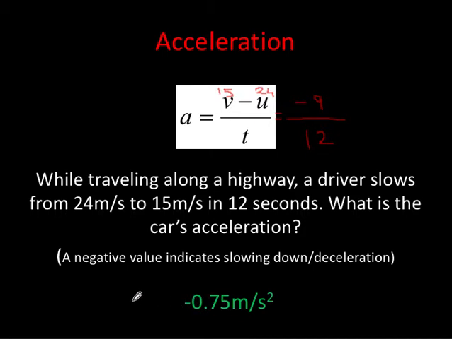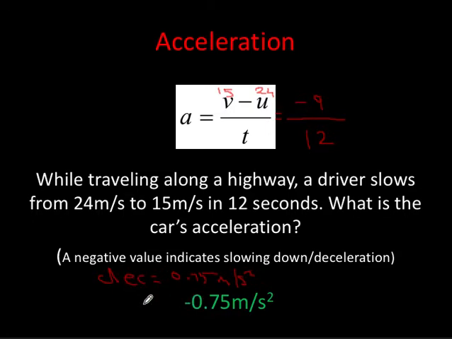So you can write acceleration equals -0.75 meters per second squared, or you could write deceleration equals 0.75 meters per second squared without the negative symbol. So be careful what terminology you use. If you write deceleration, you can say it equals 0.75 meters per second squared. Because you've already written deceleration, so you don't need to include the negative.